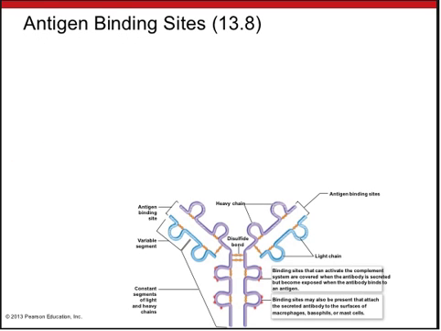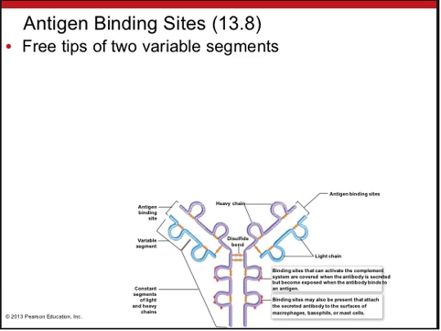The constant regions form the base of the molecule, and they indicate the class of antibodies. Some antibodies are designed to float free in blood plasma, for instance. Some are designed to be attached to tissue inside lymphatic organs and not to move. We call those antibodies that are fixed. And some are designed to be membrane receptors.